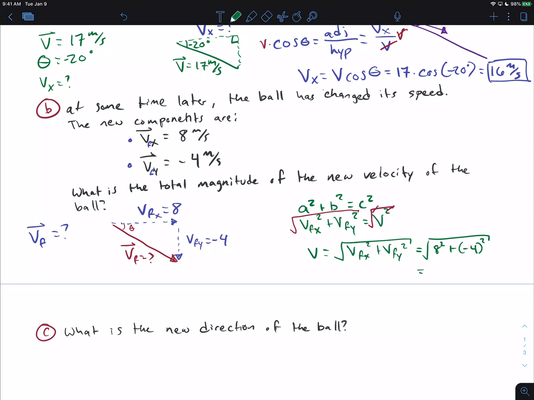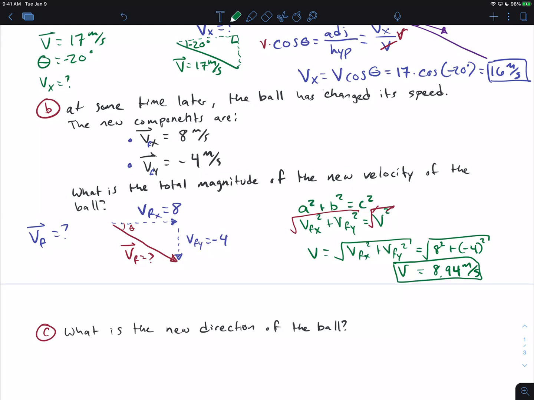And what we should end up with here, I'll go ahead and calculate this for us, is about 8.94, okay? So my V is equal to 8.94 meters per second. This is the magnitude of this velocity, this new velocity. The magnitude of it is 8.94, okay?